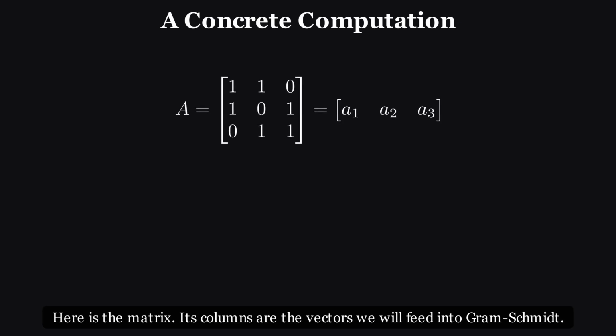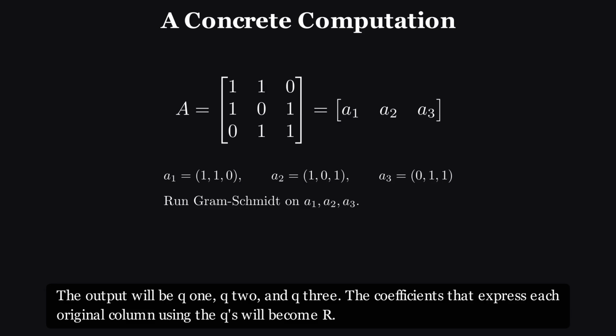Here is the matrix. Its columns are the vectors we will feed into Gram-Schmidt. The output will be Q1, Q2, and Q3. The coefficients that express each original column using the Qs will become R.